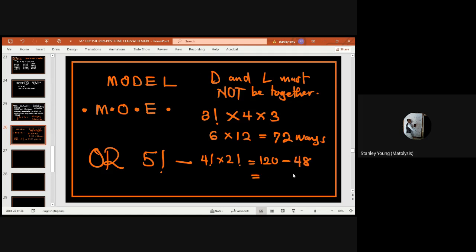120 minus 48. What is that going to give us? Do you agree that it's 72? Do you agree? Yes, sir. Okay, good. So that's how to solve questions like that on arrangement.